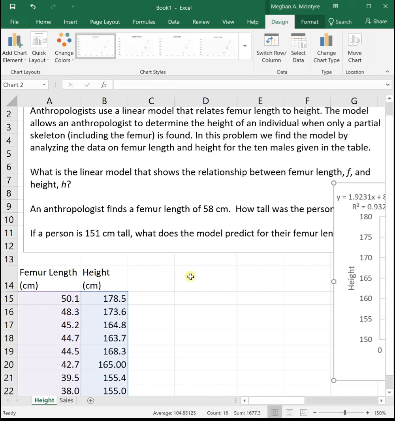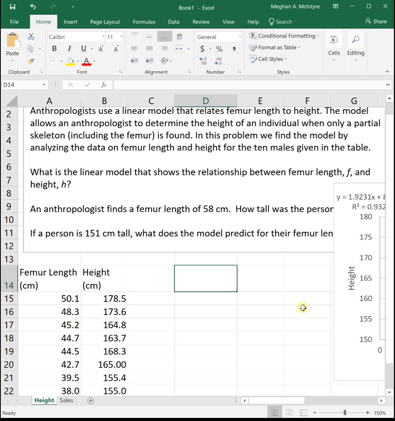So we just retype this equation so that we have it to work with. We're saying that our height is equal to 1.92 times our femur length plus 80.68. And that's our equation that we're going to work with.